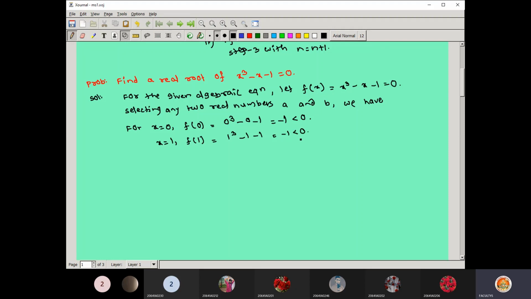So we need to get opposite signs. Again both are less than 0. Better you go for the next value, x equal to 2. So f of 2 is 2 cube minus 2 minus 1, which is nothing but 8 minus 3. You get the answer 5, which is greater than 0. Previously it was negative, now it is positive. Therefore you can immediately stop the process.